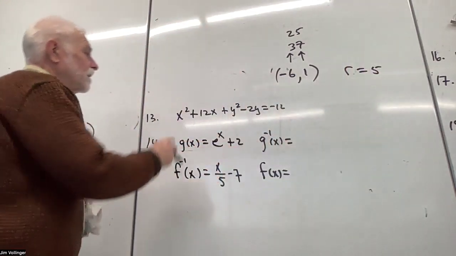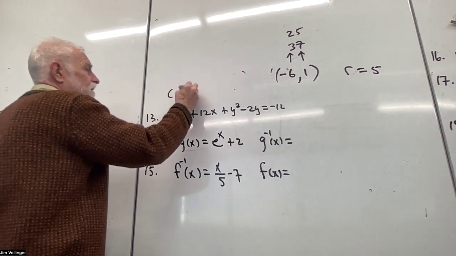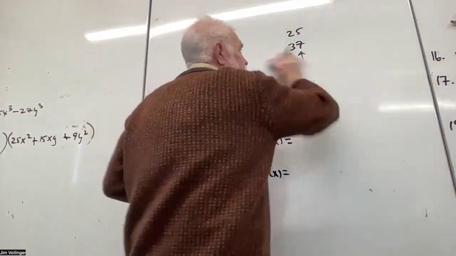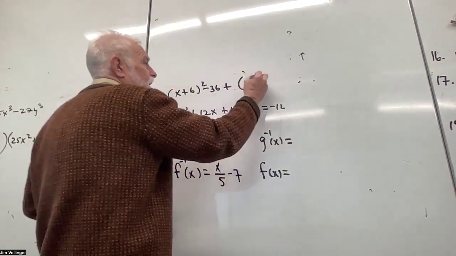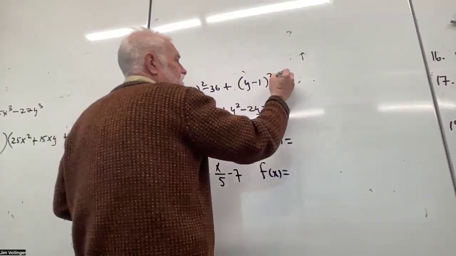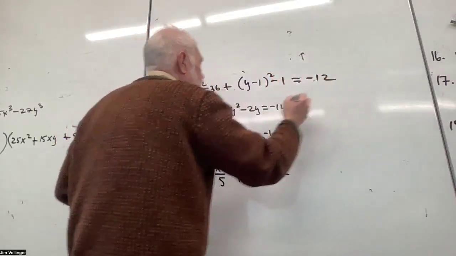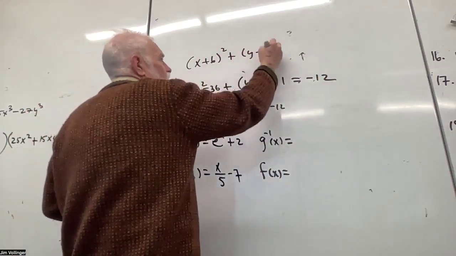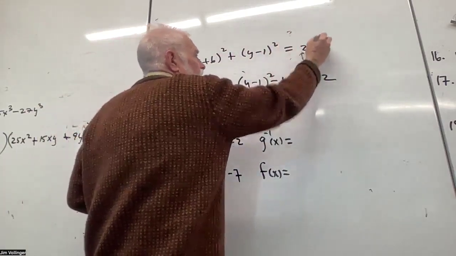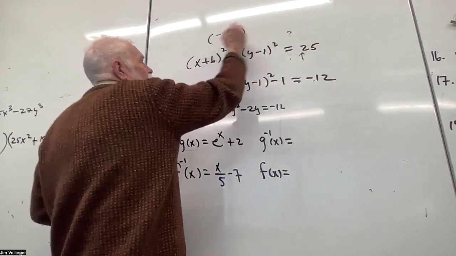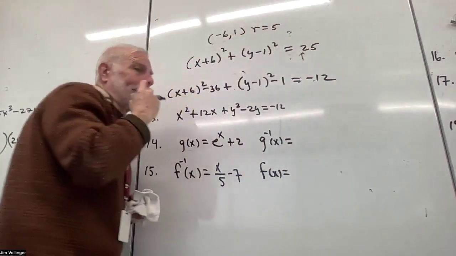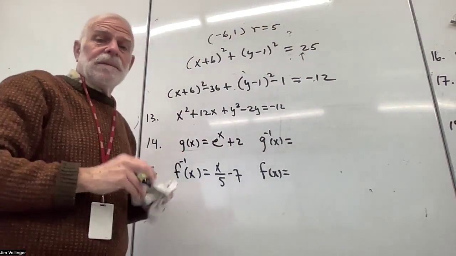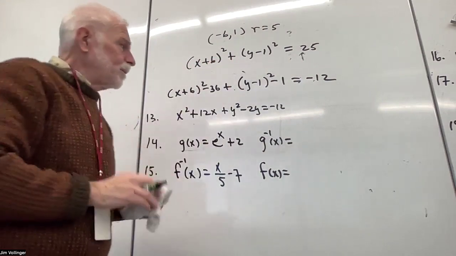Now I'll do the problem out. Completing the square. x plus 6 squared minus 36, plus y minus 1 squared minus 1 equals negative 12. I have x plus 6 squared plus y minus 1 squared equals 25. And I hope you can see negative 6, 1, radius of 5. We've certainly drawn the Pythagorean relationships enough. We talked about it in class. Mechanically, a little more practice. Hope you get there.